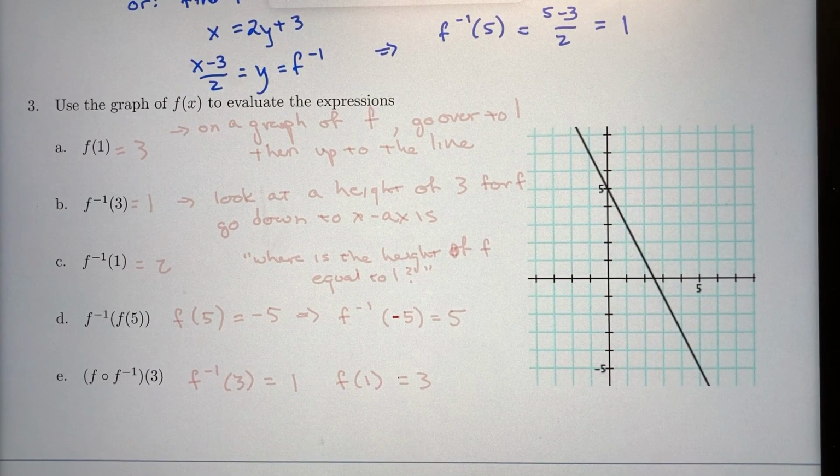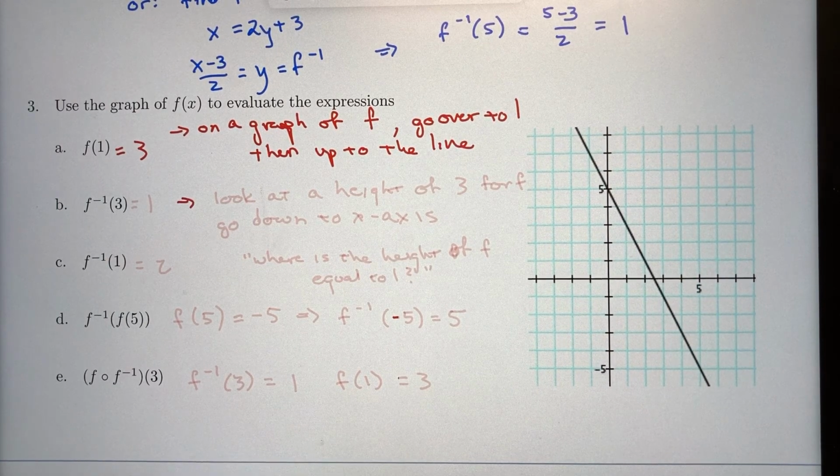So the next set, we are using the graph. F of 1 on a graph of F. We go over to 1. Then up to the curve, the line in this case. So F of 1 is at a height of 3.